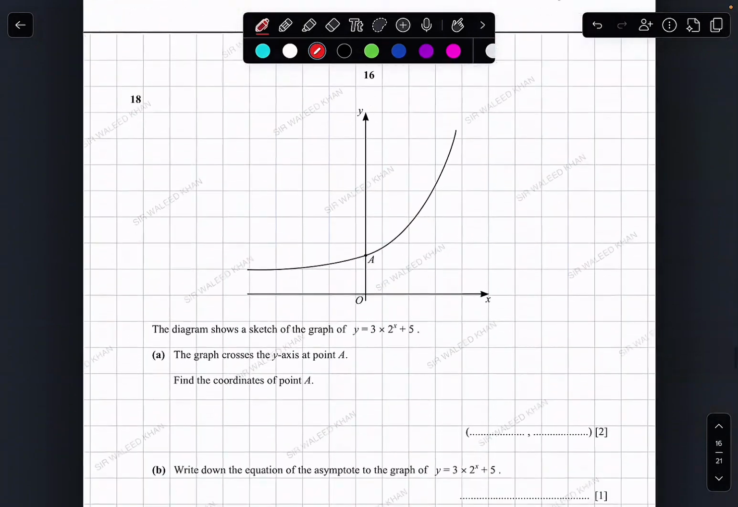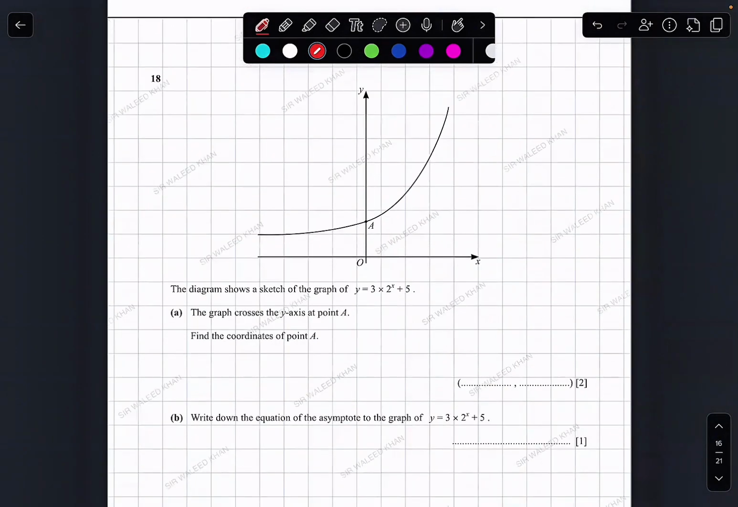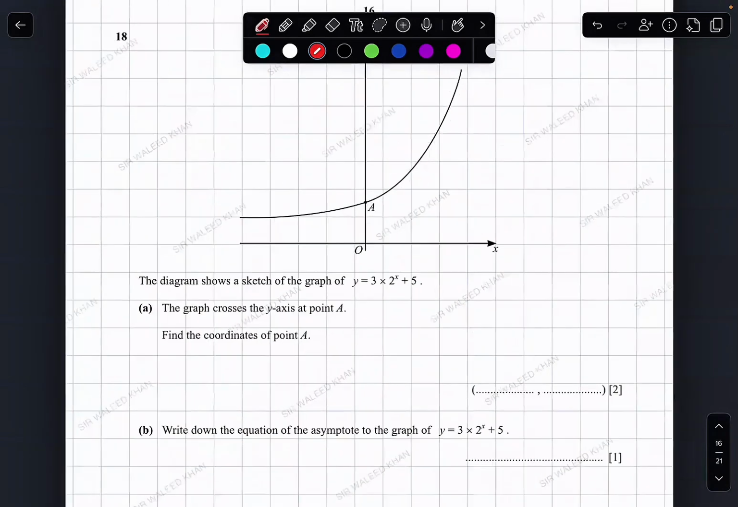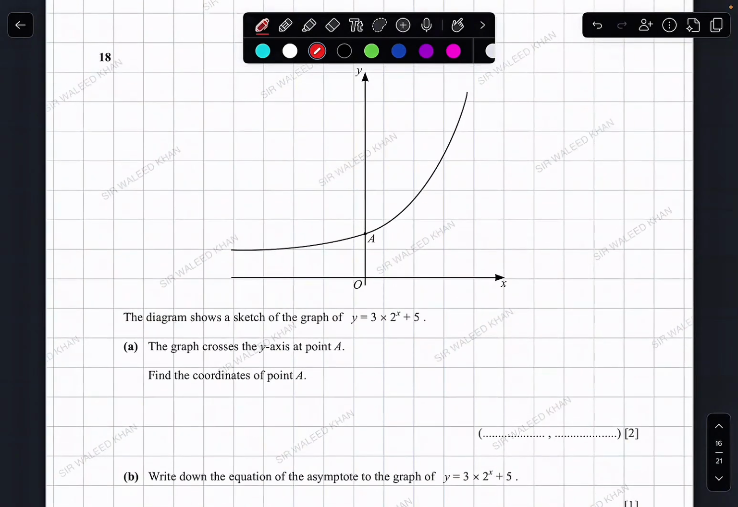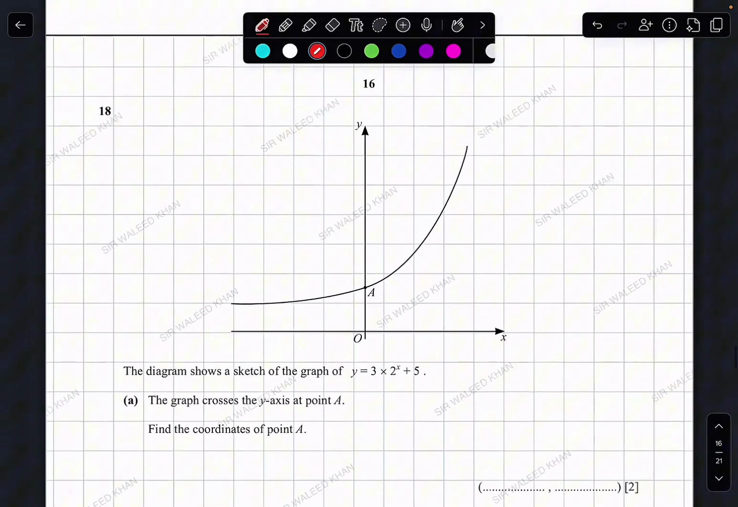Okay, next one, question number 18. The diagram shows a sketch of the graph. The graph crosses the y-axis at point A. Find the coordinates of point A. Now, a new addition to your syllabus is vertical and horizontal asymptotes. So for this one, let's do the first part. The graph crosses the y-axis at point A. Find the coordinates of point A.